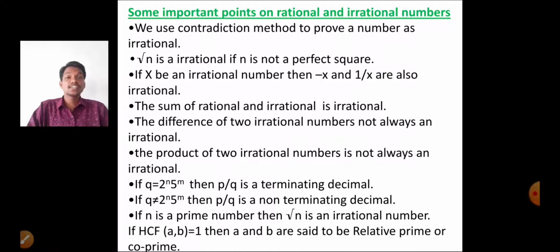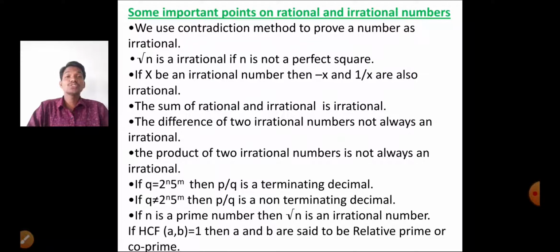If x is an irrational number, then minus x and 1 by x are also irrational numbers. The next point, the sum of a rational and an irrational number is an irrational number. I will explain the sum of two irrational numbers in the next session. The difference between two irrational numbers is not always irrational. The product of two irrational numbers is not always an irrational number.